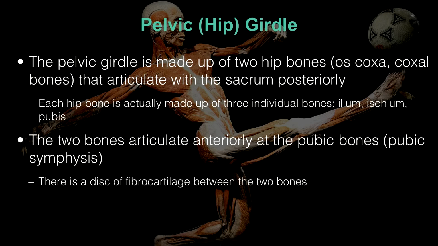So they articulate with the sacrum at the back. And we've already discussed the surface on the sacrum that articulates with the hip bones. We did that in the axial skeleton section. We'll revisit that. And then anteriorly, again a familiar structure, the pubic symphysis. That little disc of fibrocartilage that allows the hip bones to articulate and bend and flex somewhat. Articulates at the anterior surface, at the pubic symphysis.